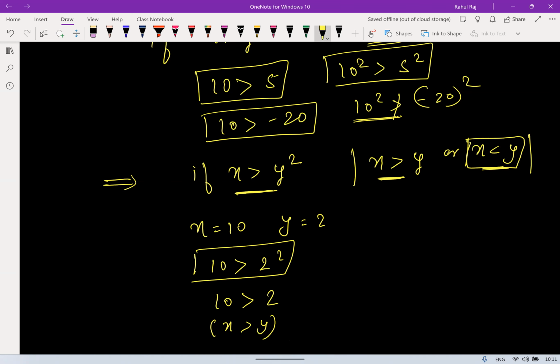I think this is 10 and 3. What about 10 and 3?